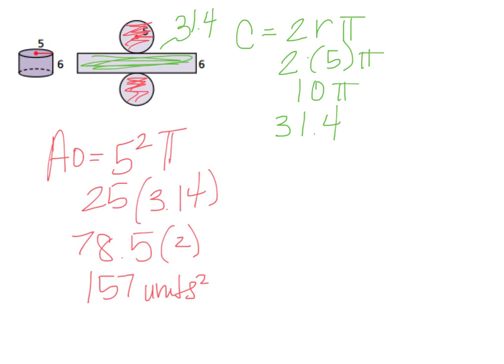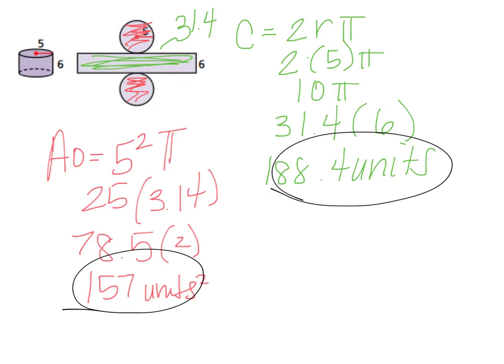Now to find the area of that, we're just going to multiply it by 6. And when we do that, we get 188.4 units. So to find the surface area, I'm going to add these 2 numbers together.